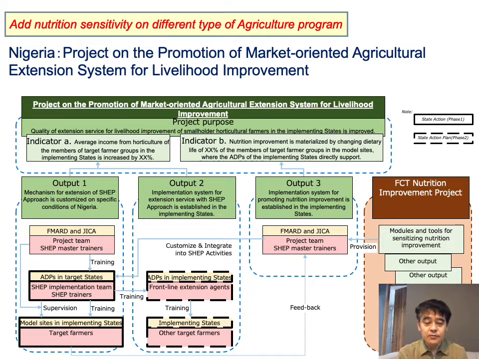This is a case of Nigeria. This is a combination of market-oriented agriculture and nutrition advocacy, so that income generation can also contribute to household nutrition.